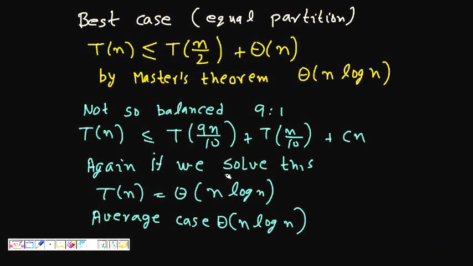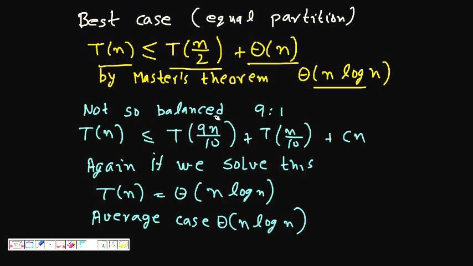And in the best case, we get a partitioning where both sides are of equal size. So this is the case, T(n) is less than or equal to T(n by 2) plus theta n. Theta n will always be there because partitioning takes theta n running time. So by Master's theorem, if we solve this, it will be theta of n log n.